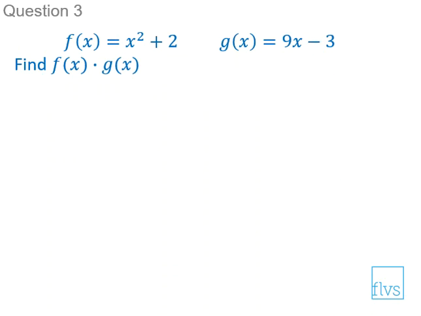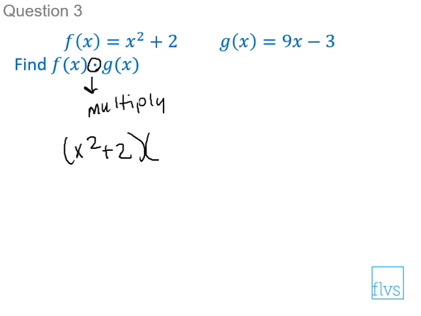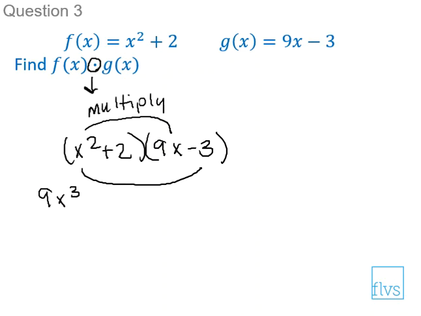All right, this symbol means to multiply. So we're going to multiply f, which is x squared plus 2, times g, which is 9x minus 3. Whenever we have binomials, we're going to FOIL. So x squared times 9x is 9x cubed. X squared times negative 3 is negative 3x squared. 2 times 9x is 18x. And 2 times negative 3 is negative 6.